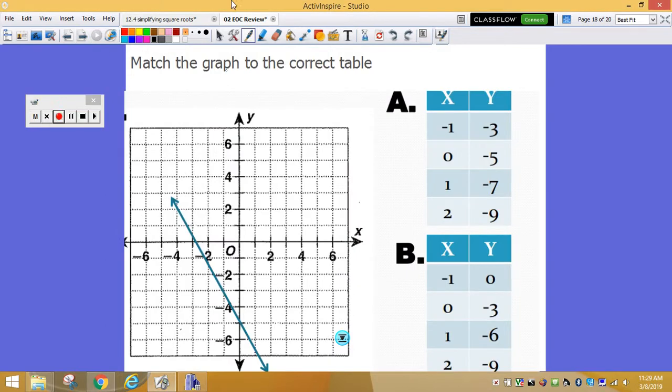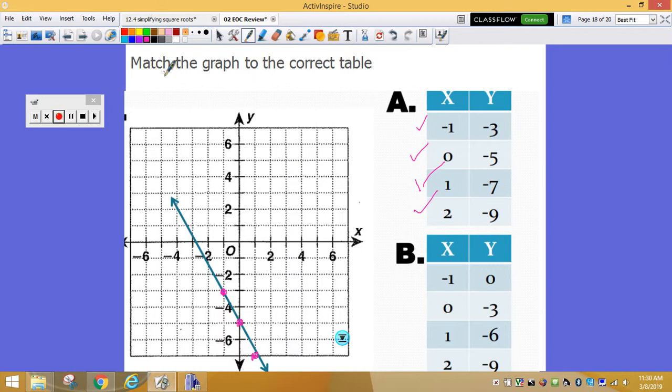All right, let's look at these, matching the right tables. So I want to graph these ordered pairs and see if they lie on this line. So -1, -3. That point is good. 0, -5. That point is good. 1, -7 is down here. That point is not good. Oh, yeah, it is. It just doesn't look like it. So yeah, that lies there. And then if this kept going to -9, that works too.